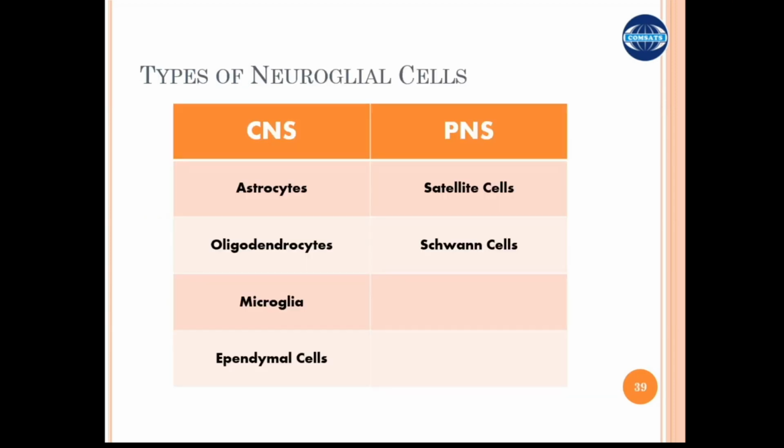So basically there are 6 different types of neuroglial cells. Here you see in the table, I have classified them into 2 columns: those cells which are present in the central nervous system, and 2 cells which are present in the peripheral nervous system. The neuroglial cells present in the central nervous system are astrocytes, oligodendrocytes, microglia, and ependymal cells, whereas the peripheral nervous system has only satellite cells and Schwann cells. So in the following slides, we will discuss these cells and their functions and their structure in detail.